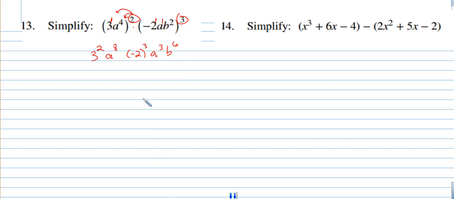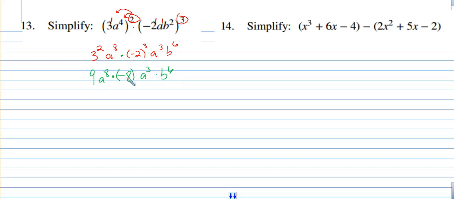Now, 3 squared is 9. A to the eighth will come down. Negative 2 cubed is negative 8. Now, don't let this become a subtraction. What are we doing between all these things? We're still multiplying, so don't forget that that's still multiplying by negative 8. And then you have a to the third times b to the sixth. Now we're multiplying all this.